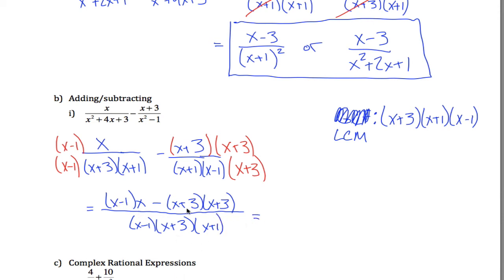To subtract the numerators, I have to multiply everything back out. X times x minus 1 is x squared minus x. I took that x and I distributed it in. And then from that, I want to subtract x plus 3 times x plus 3, which is x squared plus 6x plus 9. And be careful, you're subtracting this entire thing.